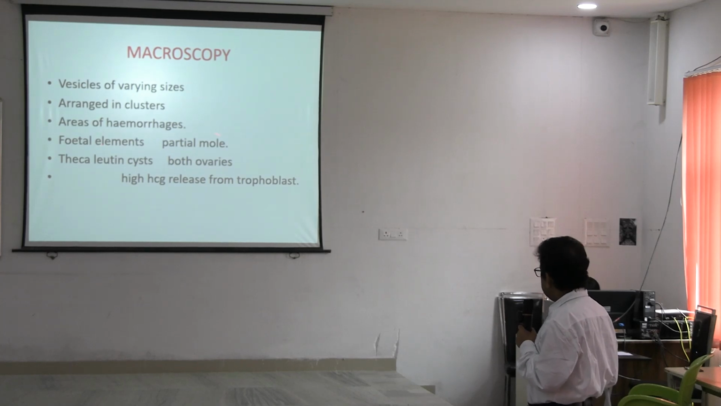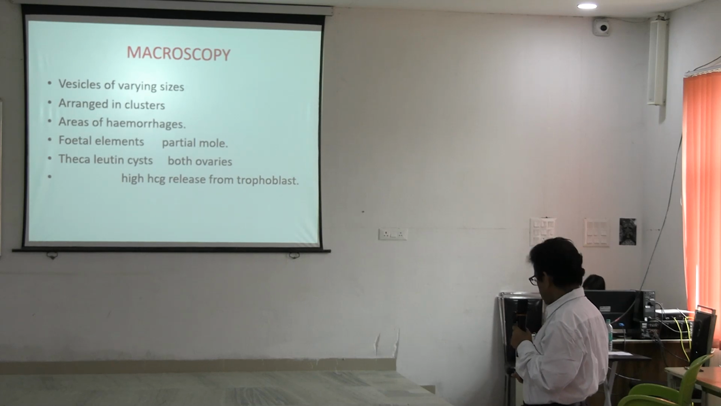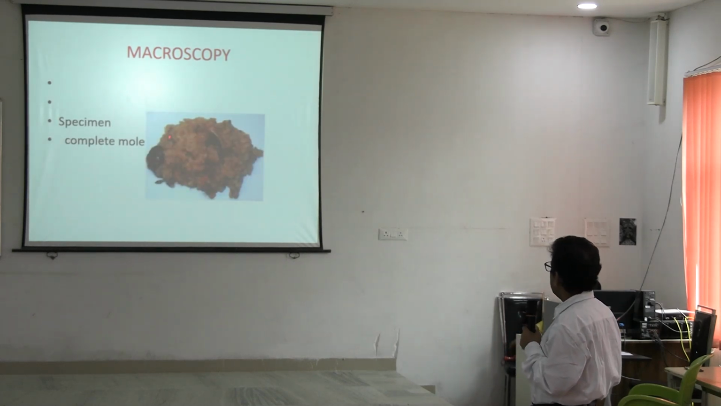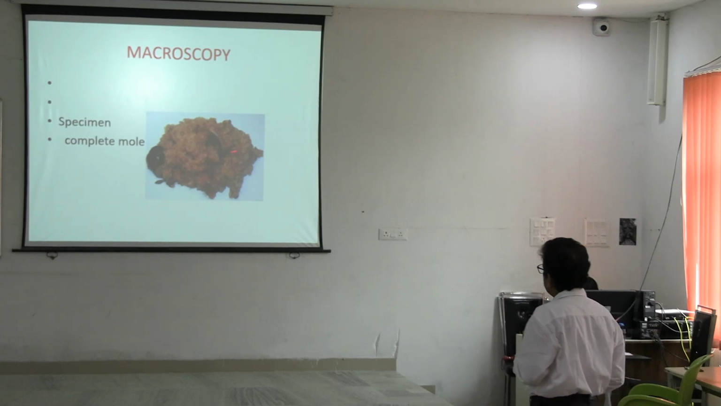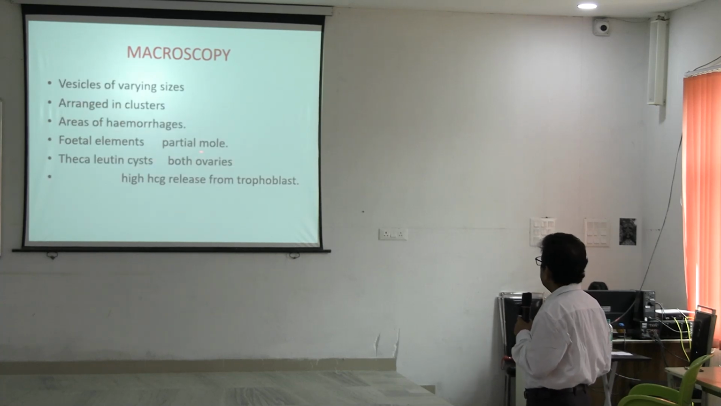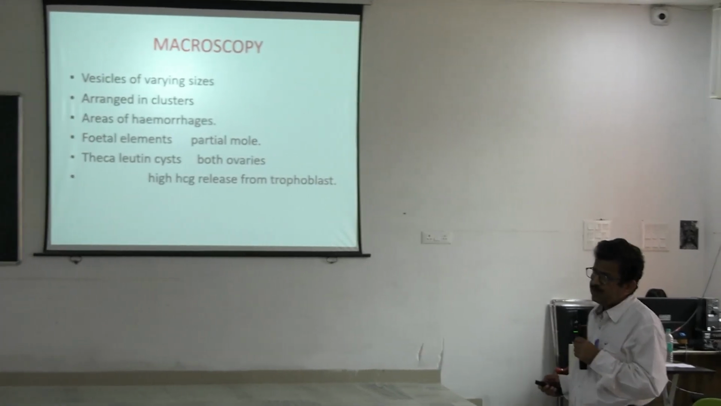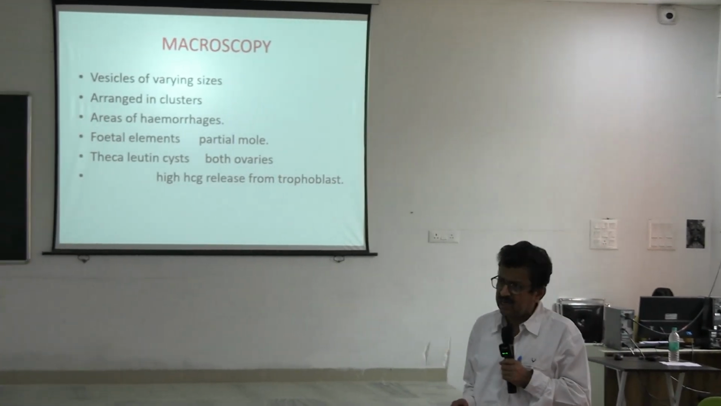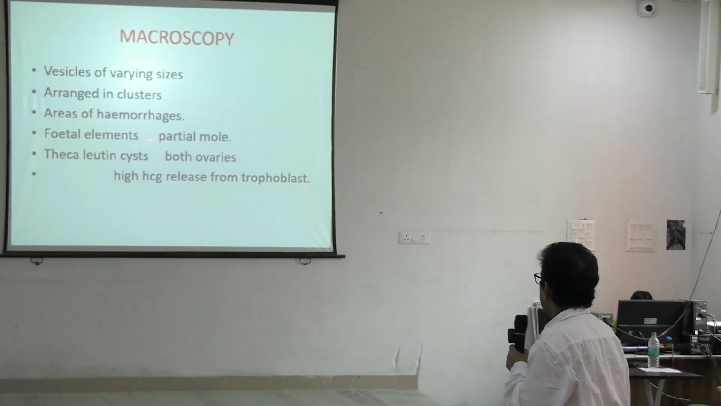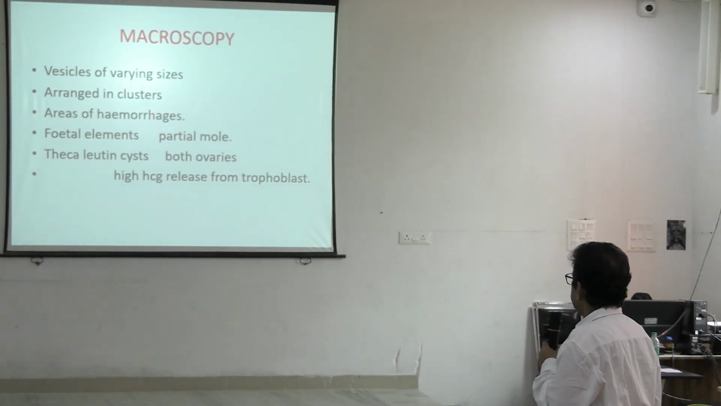But in partial mole, fetal elements will be there. If you find any fetal elements here, an amniotic sac or some fetal parts like head or limbs, or some very early stage dead fetus, then that will be called partial mole. So complete mole means no fetus, no placenta, and partial mole means the fetus or fetal elements will be there.